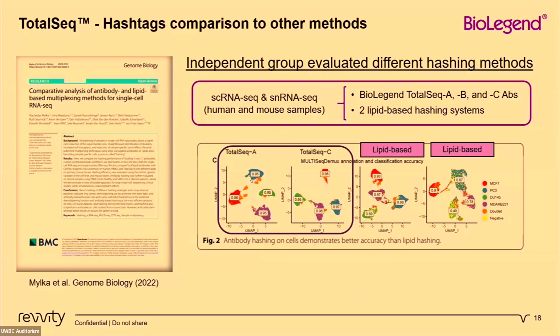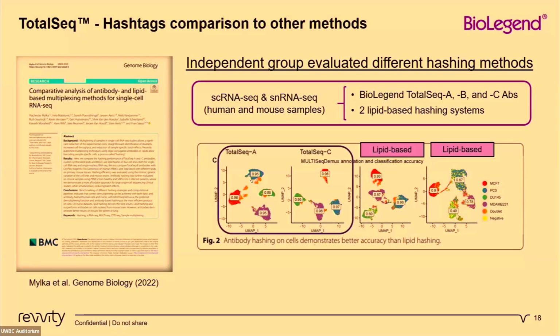Just as a comparison, because there are other ways that you can do multiplexing, and this one is not related to the Flex and barcoding multiplexing, this is comparing the BioLegend total-seq A, B, and C antibody-based hashing to 2 lipid-based hashing systems. This was an independent group. We had nothing to do with this. We just found out a bit later on, which was kind of nice. It was good for us.